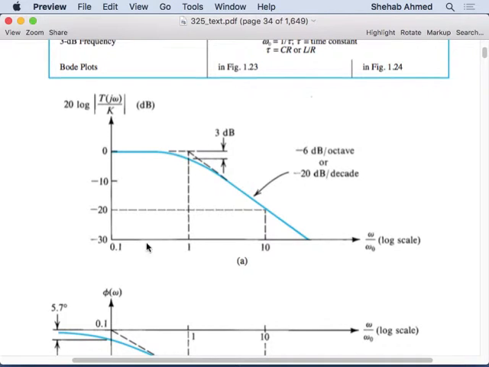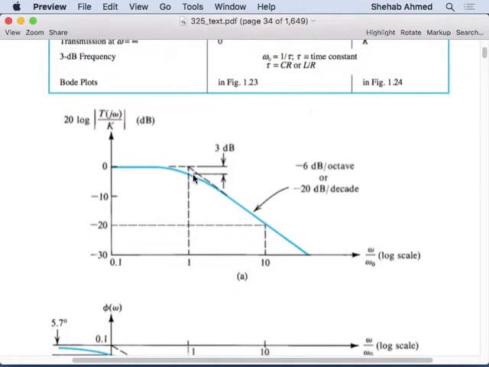So we know it's going to look like this. But what is the value here? What's the gain? The value here is the DC gain. Here they put it at 0 dB because it was 1. When we did it for the simple RC circuit, it was 1. But in general, it's not 1. In general, it's the DC gain. Whatever it is, that's the DC gain here. And then this point here is 1.